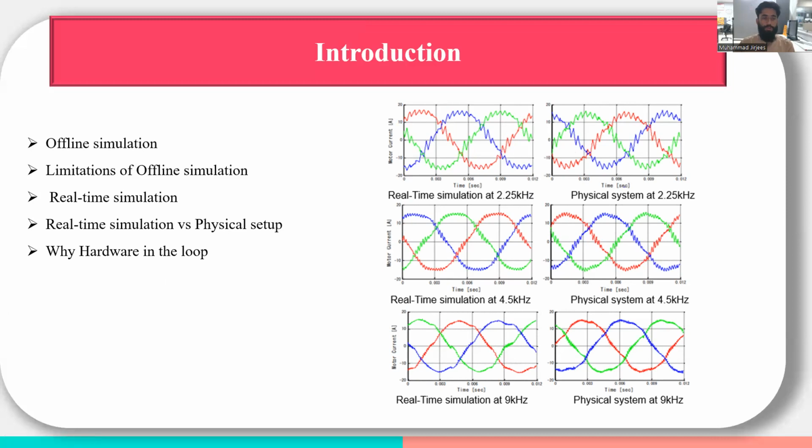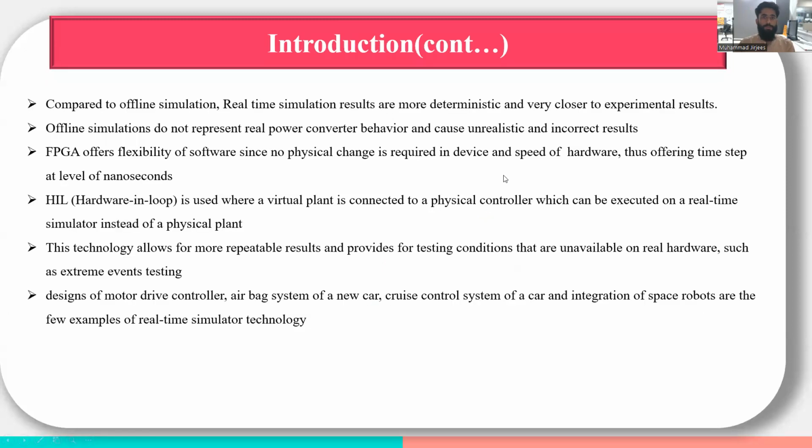And why hardware in the loop? So hardware in the loop, as compared to the offline simulation, real-time simulation results are more deterministic and very close to experimental results. Offline simulation did not represent real power converter behavior and caused unrealistic and incorrect results. FPGA, which is used in hardware in the loop, offers flexibility of software since no physical change is required in the device, and speed of hardware, thus offering a time step at the level of nanoseconds.